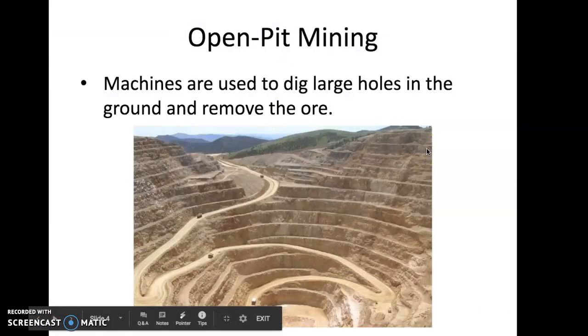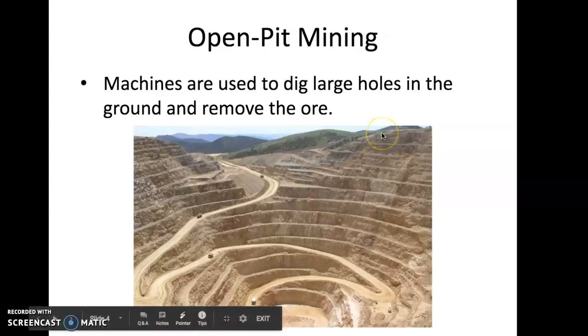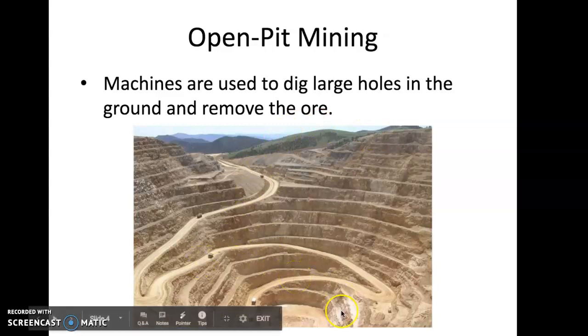This is called open pit mining, so this would be one of our surface mining techniques. A lot of the times when we have quarries, this is what we're talking about. Machines are used to dig large holes in the ground and remove the ore. The excess material, the rocks that you're not using, is put off to the side, and then sometimes they'll fill these. Sometimes these become lakes as well, so they dig deep down and down and down, further into the surface.